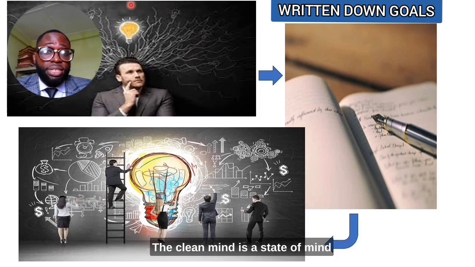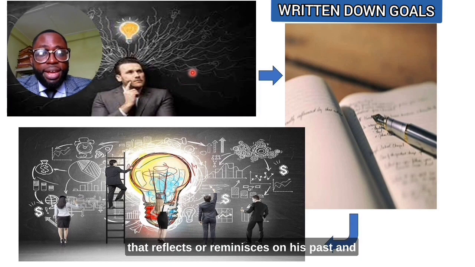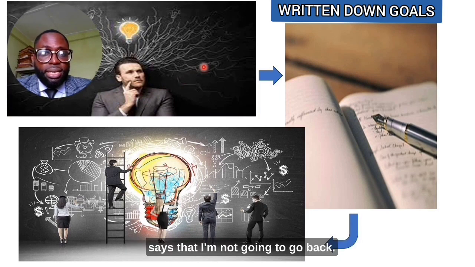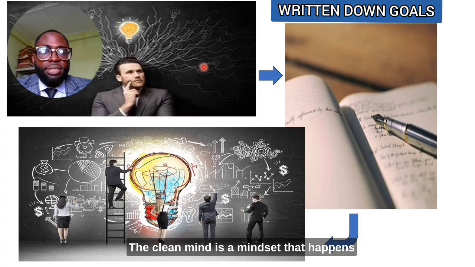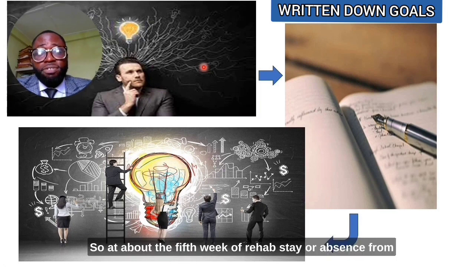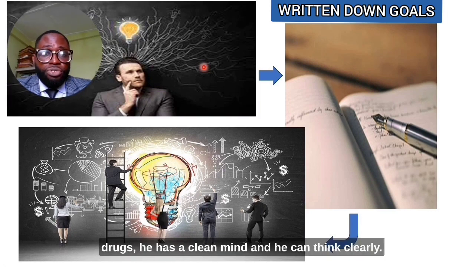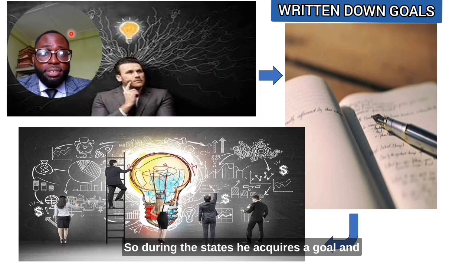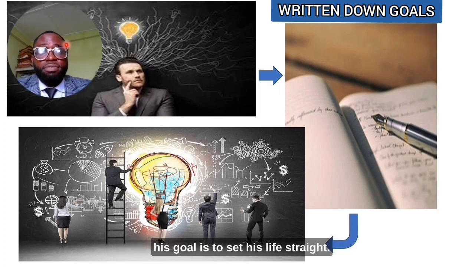The clean mind is a state of mind that reflects or reminisces on his past and says that I'm not going to go back. The clean mind is a mindset that happens when he's no longer influenced by the drugs, the withdrawal symptoms. So at about the 5th week of rehab stay or absence from drugs, he has a clean mind and he can think clearly. So during this state, he acquires a goal, and his goal is to set his life straight.